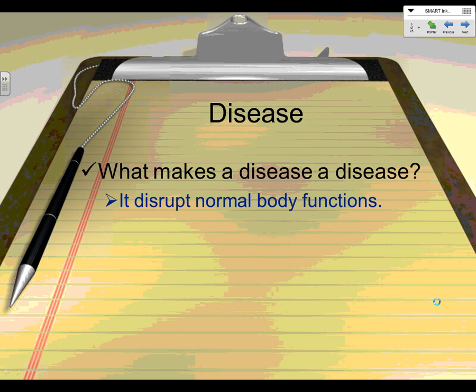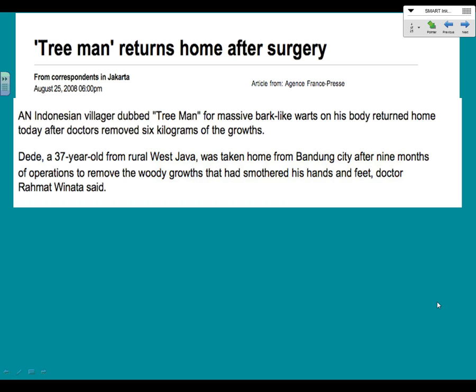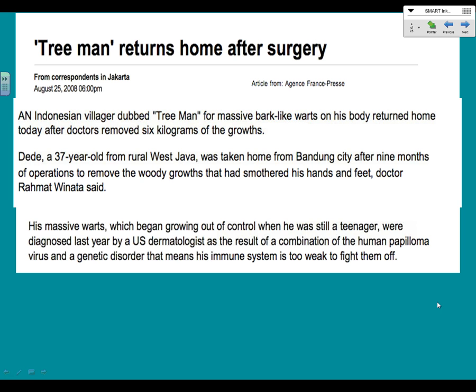Let's take a look at some information from a paper in 2008. The title of it was Tree Man Returns Home from Surgery. It started off to read as, an Indonesian villager dubbed Tree Man for massive bark-like warts on his body returned home today after doctors removed 6 kilograms of growth. Dede, a 37-year-old from rural West Java, was taken home from Bandung City after 9 months of operation to remove the woody growth that had smothered his hands and feet, Dr. Ramada said. It continues to read, his massive warts, which began growing out of control when he was still a teenager, were diagnosed last year by a U.S.